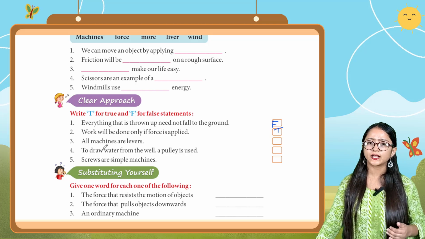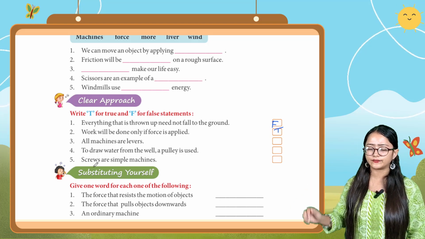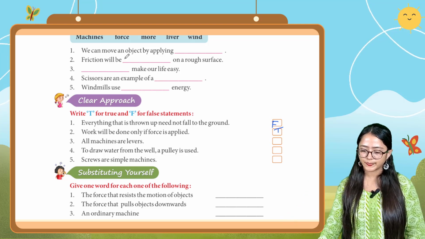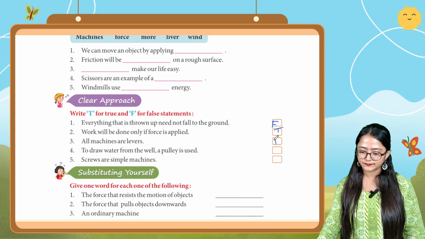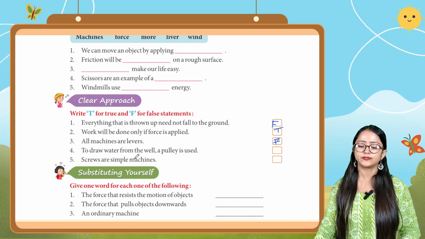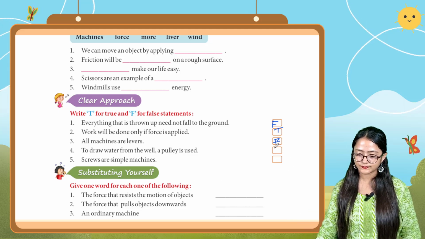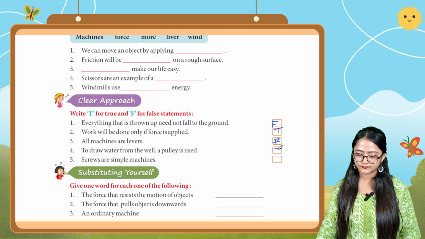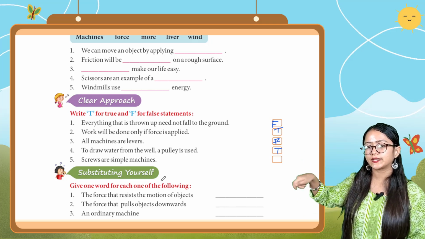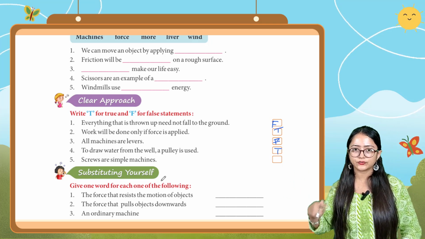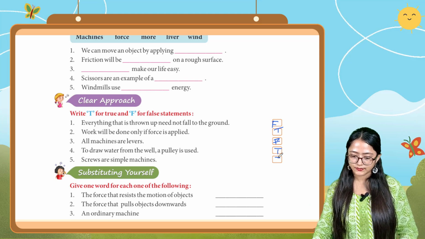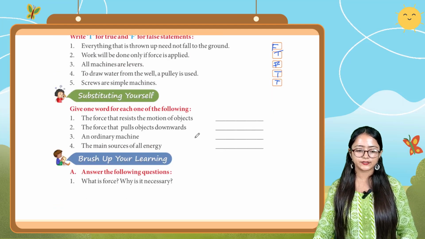Next is all machines are lever. No, all machines are not lever. Some machines are of different types, like pulley is there, inclined plane is there. So this statement is false. Next one, to draw water from well, a pulley is used. Yes, pulley is used, true. Next one, screw is a simple machine. Yes, screw is like a simple machine, an inclined plane attached with that one, spiral one. So this is true.